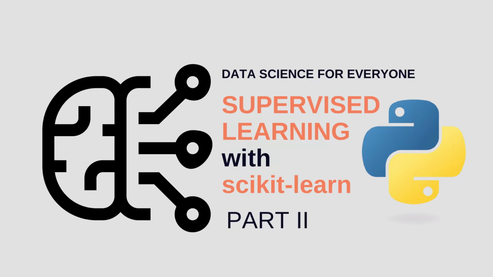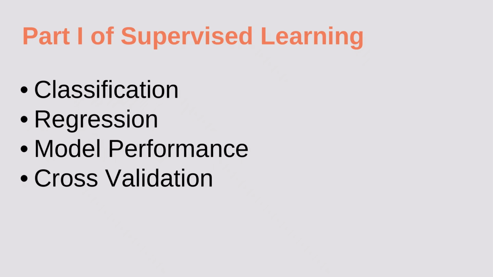This is the second video of a two-part video series on how to perform supervised learning using the scikit-learn package in Python. The link to the first video is in the description and please check it out before watching this one. In part 1, we learned about the basics of supervised learning, the syntax of scikit-learn, how we can perform classification, regression, evaluate model performance, and learn cross-validation.